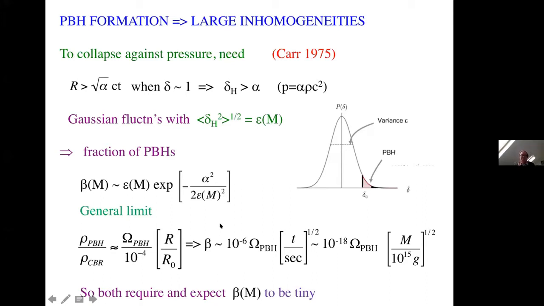But the other thing you can ask is, what fraction of the universe went into primordial black holes? You just compare the present density of the black hole to the microwave background density. That ratio could be quite large, but as you go back in time, the matter density, the PBH density, goes like 1 over r cubed, the radiation density like 1 over r to the 4th. So you can show the fraction related to the time. So we both require and expect beta m, the collapse fraction, to be tiny. And that's going to come back towards the end of the talk, because you've got to explain that fine-tuning problem.